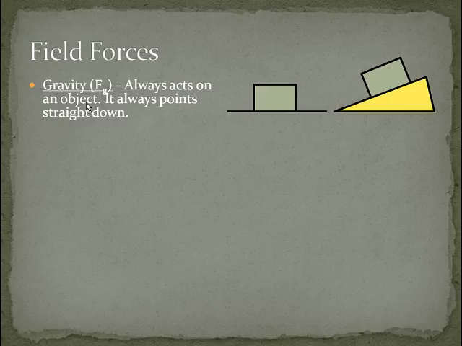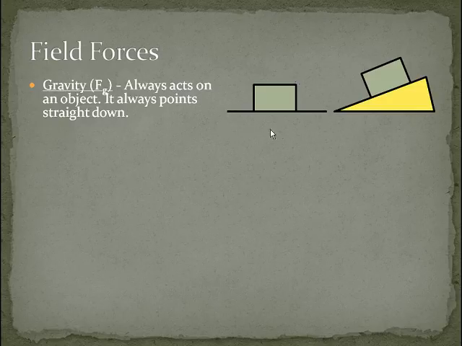And gravity always points straight down. So this will be the easiest one to pick out the direction of the force, because it's always straight down, or towards the center of the earth. And so if I look at these two scenarios here, I have a block on a table, and then I have the same block on an inclined plane. And if I were to draw my force vector on this block, it would look something like this.